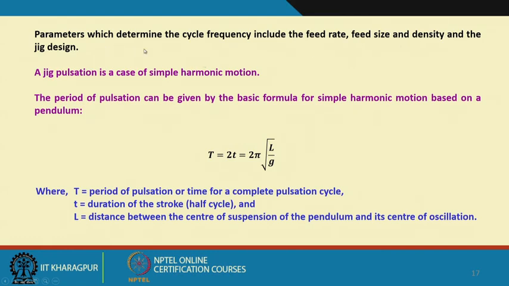Then feed size, that is the size range, the density, and the jig design. The jig design determines how much material it can accommodate, and the remaining three, size, density and feed rate, determine the weight of the material in that volume. The frequency has to be adjusted because the entire bed has to be lifted up and down. So how frequently you have to do it depends on the size, feed rate and density.